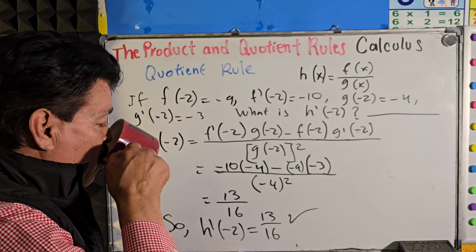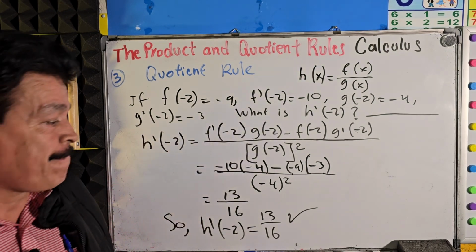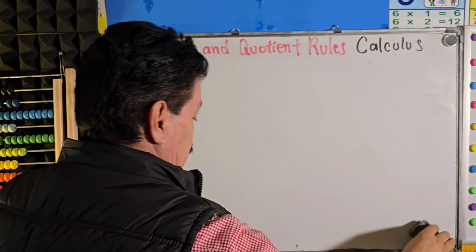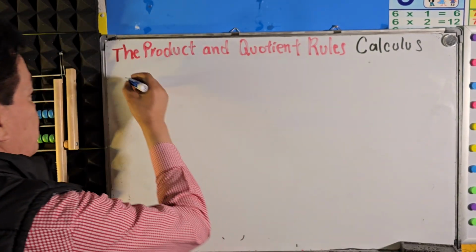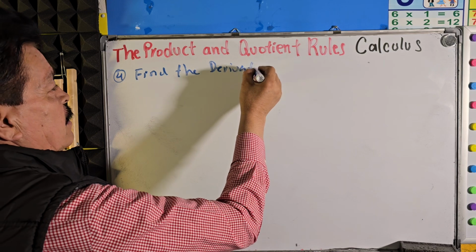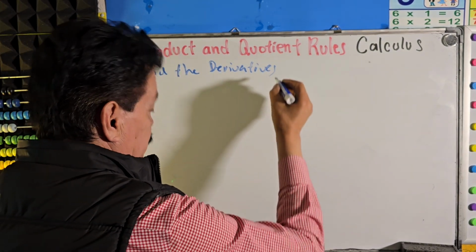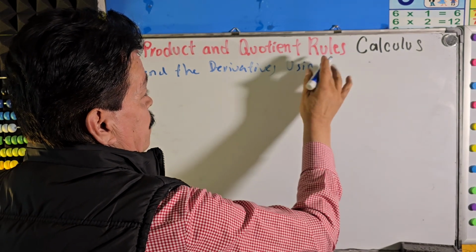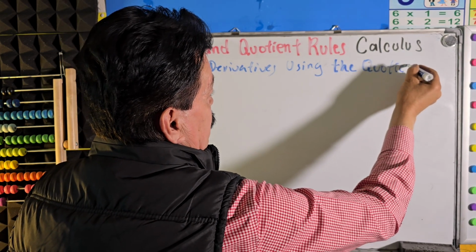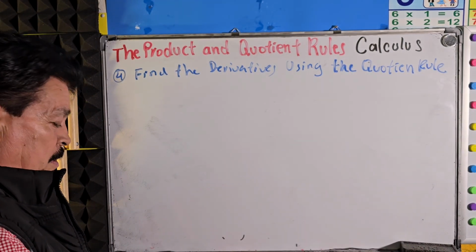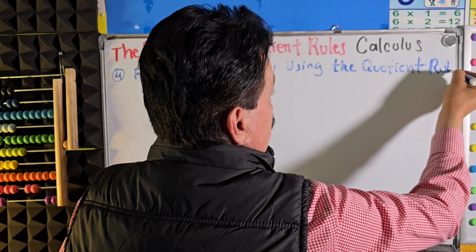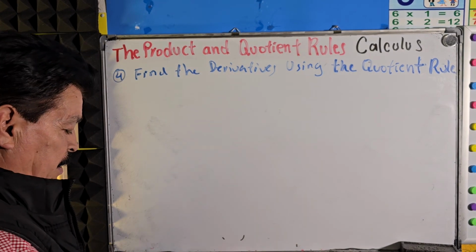This is the third section. The next section, I will talk about, is find the derivatives using the quotient rule. My marker is no good.